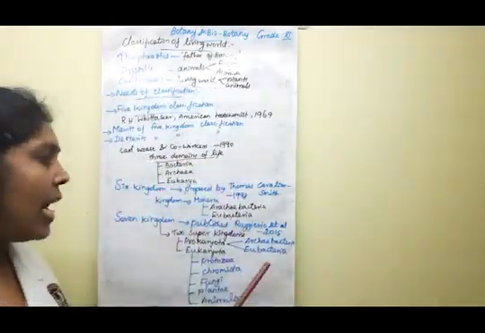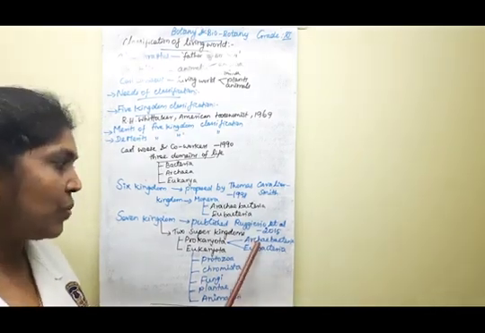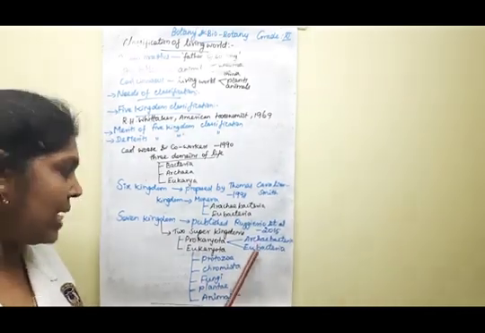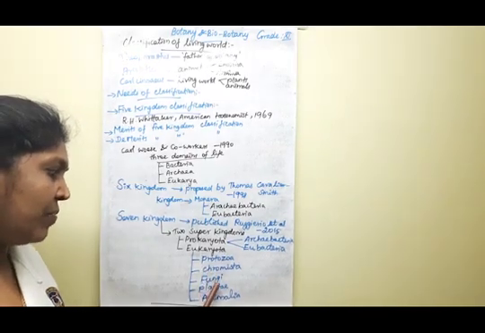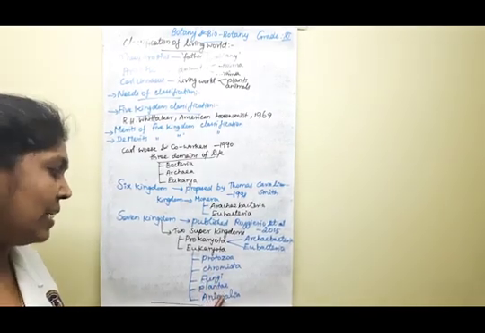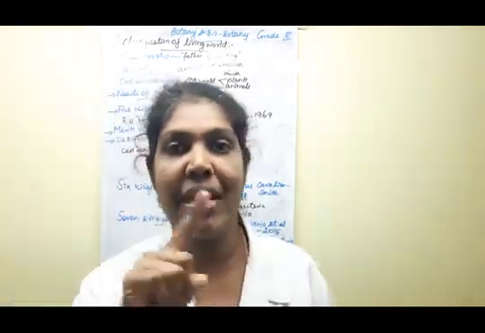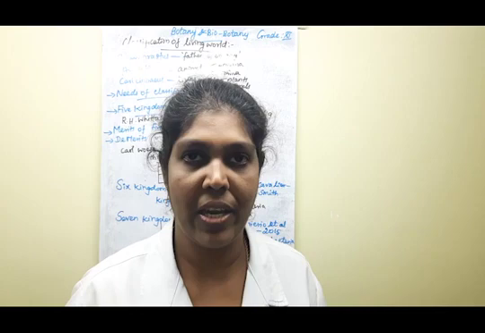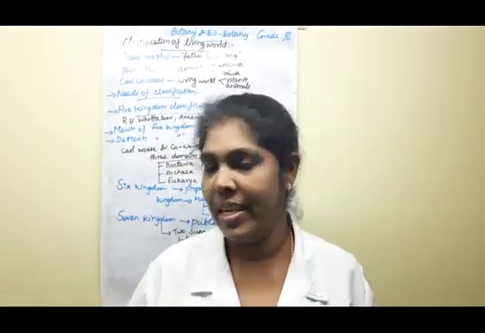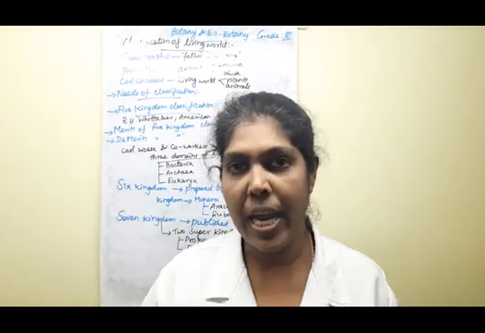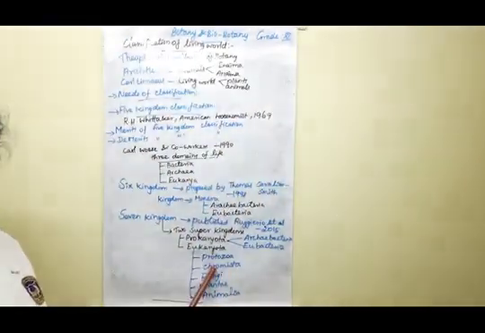Then finally, how many kingdoms are there? First one is Archaebacteria, second Eubacteria, third one is Protozoa, fourth one is Chromista, fifth one Fungi, sixth one Plantae and seventh one is Animalia. This is how they frame the seven kingdom system of classification. Understood, children? Say yes or no? Yes, very good, children.